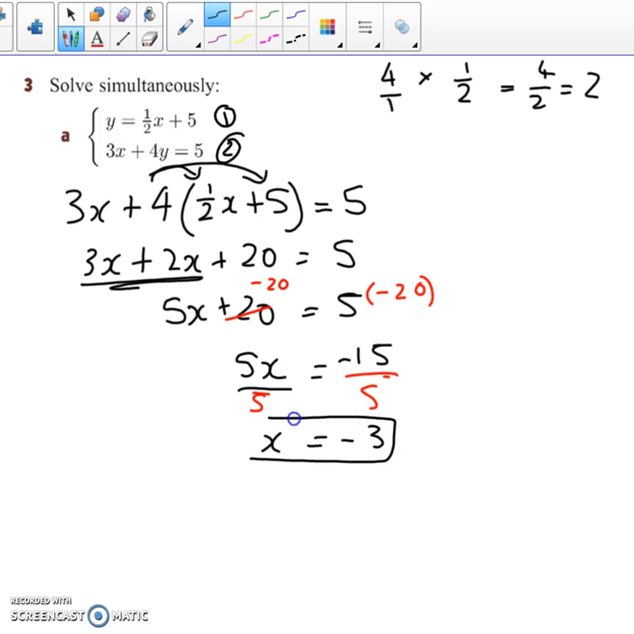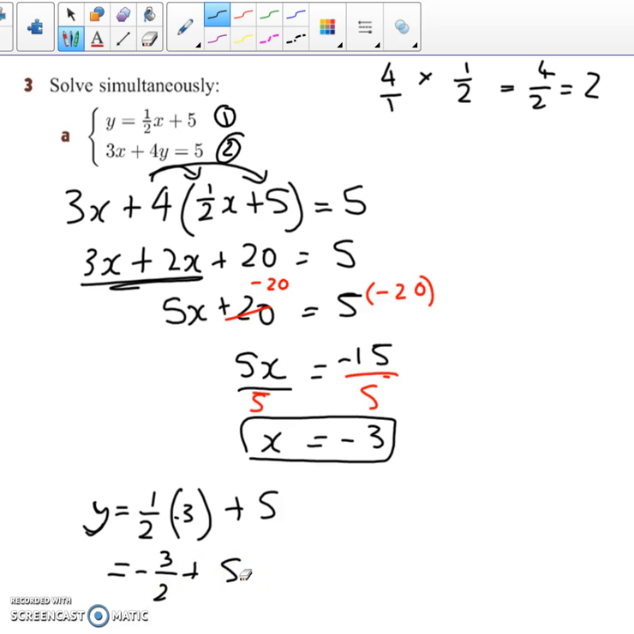Now, this answer will get subbed back into this one. So we've got y is equal to half of x plus 5. Half of x is half of 3, which is 3 over 2, plus 5. Sorry, that's a negative, so that one will be negative. So you've got negative 3 over 2 plus 5.